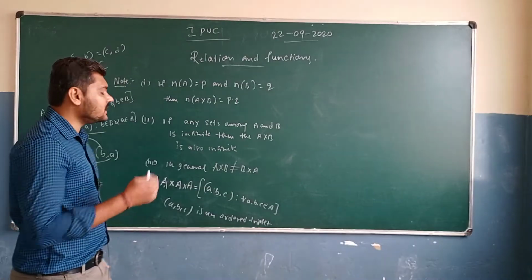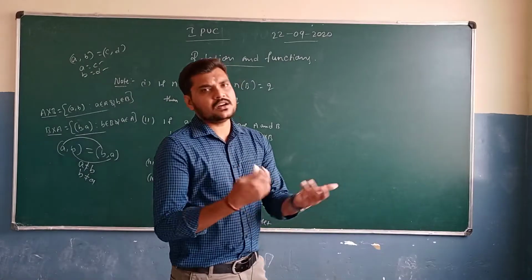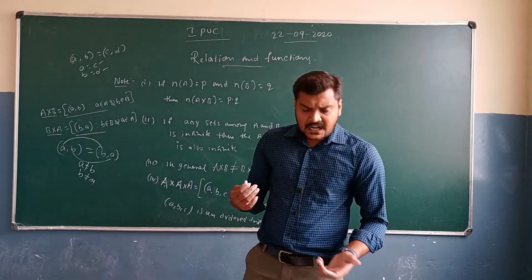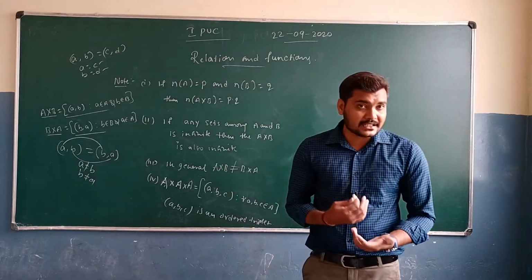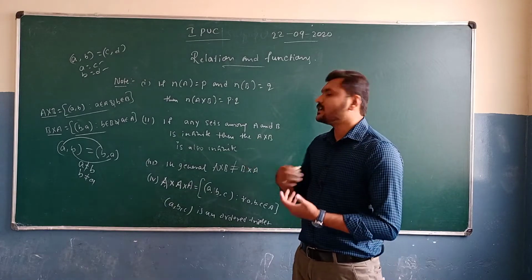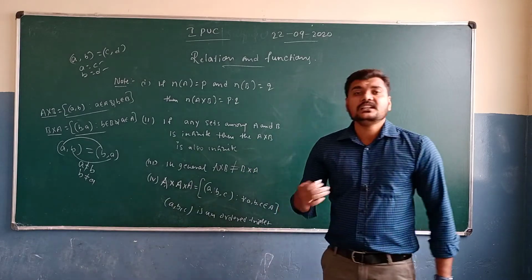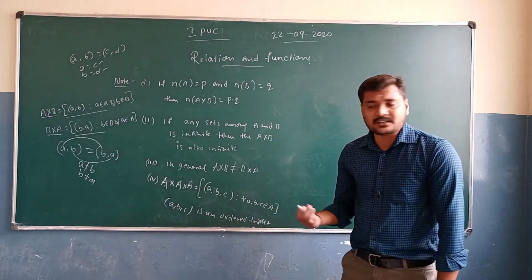If among A and B, one of the sets is going to be an infinite set, then the Cartesian product A cross B is also going to be infinite.